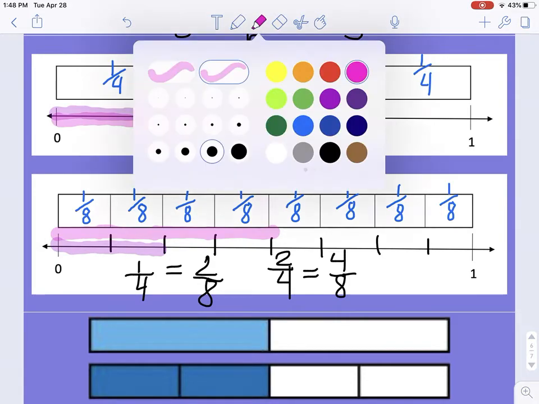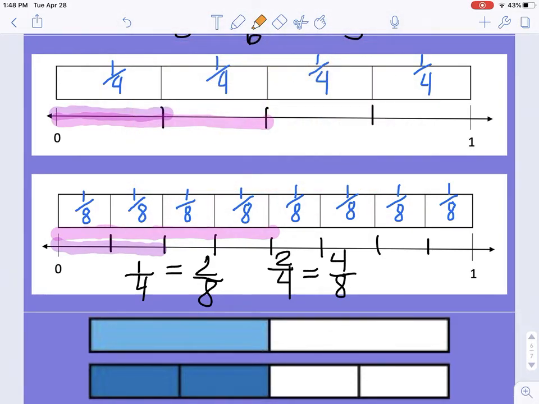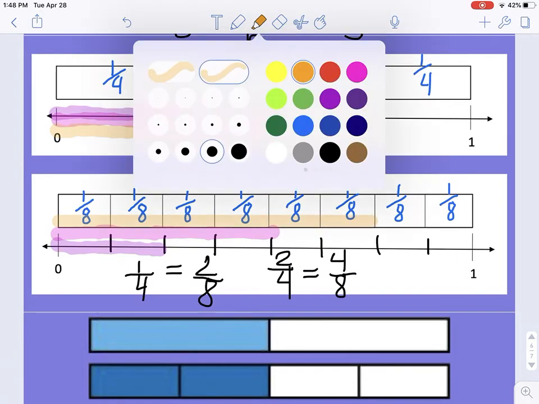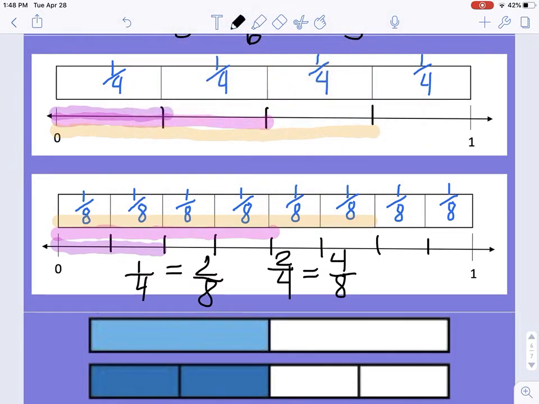Okay, and I'm going to do one more just to show you for good measure. Okay, so 1/4, let's go all the way to 1, 2, 3/4. How many eighths is equivalent to 3/4? I'm just trying to go to the same spot. 1, 2, 3, 4, 5, 6. Okay, so I can see that 3/4 is equivalent or equal to 6/8. And if these fractions were on the same number line, they would fall at the same spot. They would be on top of each other.